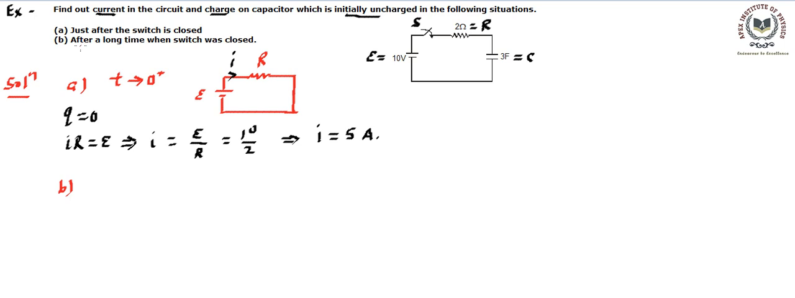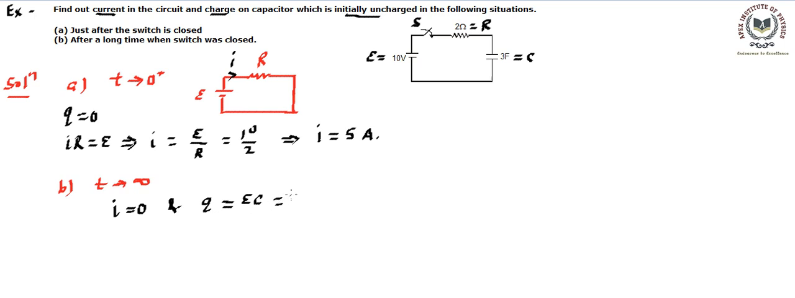Now part B says after a long time when the switch was closed. After a long time, that means time is too long, it has gone to infinity. After a long time, we know this capacitor becomes completely charged. Since it becomes completely charged, it will not allow any current through the circuit. So how much will the current in the circuit be? Current stops through the capacitor, so current becomes 0. And how much will the charge on the capacitor be? The charge will become maximum, and this maximum charge is E into C.